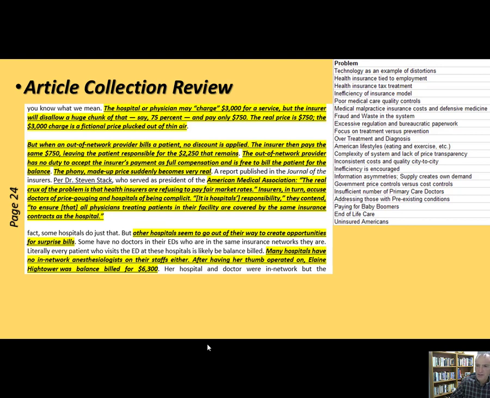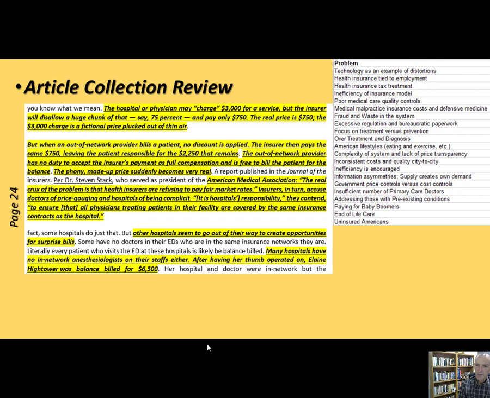The AMA, the real crux, now we can see we're going to have pointing fingers here. The AMA, the American Medical Association, says the real crux of the problem is that the health insurers are refusing to pay fair market rates. Yeah, right. Insurers in turn accuse doctors of price gouging and hospitals of being complicit. It is the hospital's responsibility to ensure that all physicians treating patients in their facility are covered by the same insurance contracts as the hospitals. So for hospitals and the AMA to say, we do this fraudulent billing, we give people these surprise bills because we can't get enough money from the insurance companies, and so what we'll do is we won't tell our patients that they're going to get this $117,000 bill. We'll just let them assume they're covered, and that way we can charge them all this money, and boy, we'll make up for what the insurance. That's crazy. The system is absolutely insane.